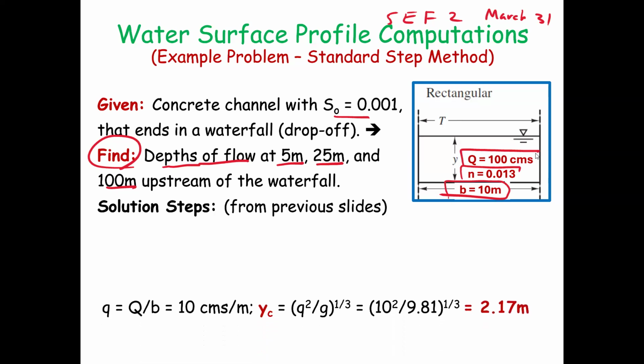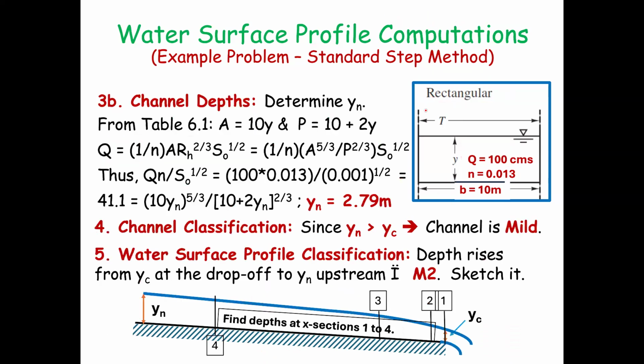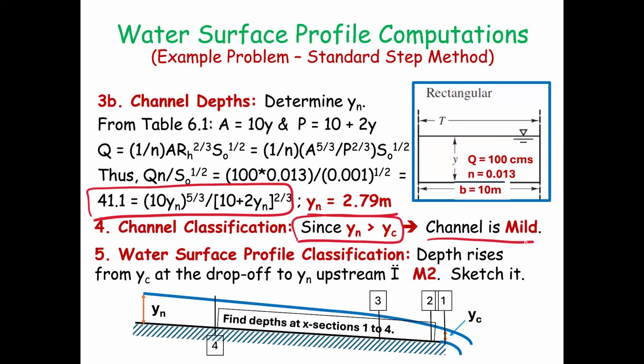So what are you doing? You should start with yc again. yc, this equation. Why the easiest one? Because you have the rectangular channel. Keep that one. What about the yn? Use Manning for yn. When you use Manning, your yn is here. If I ask for the profile, compare these two, and you will notice that it's mild.